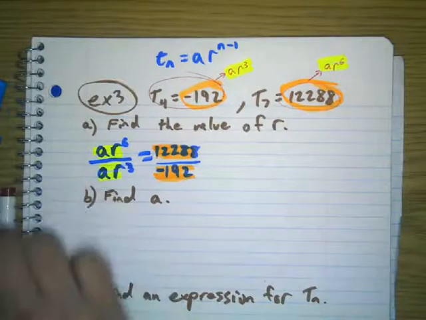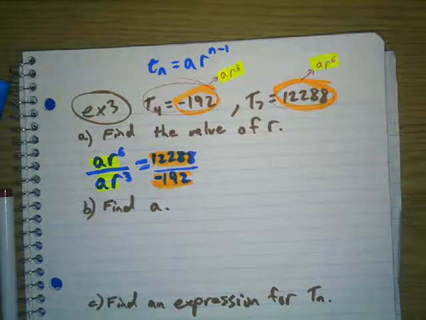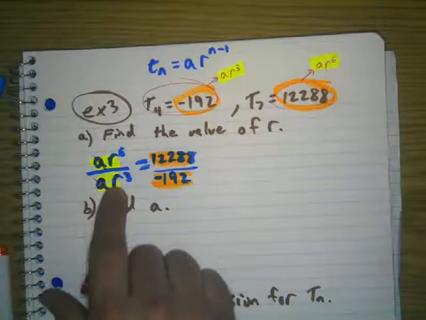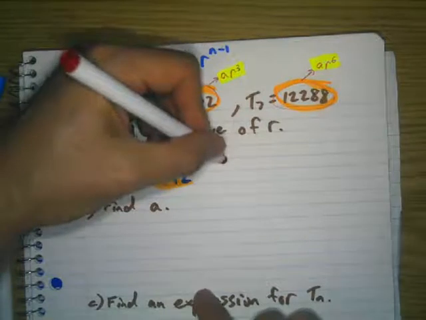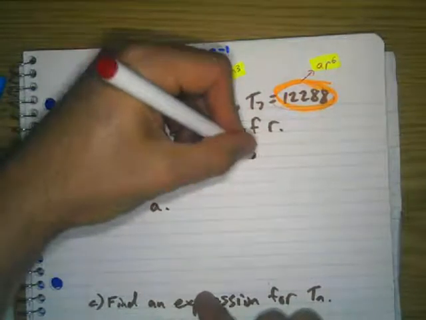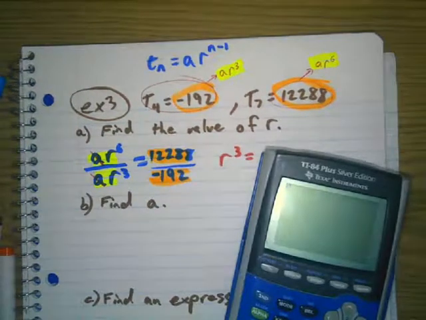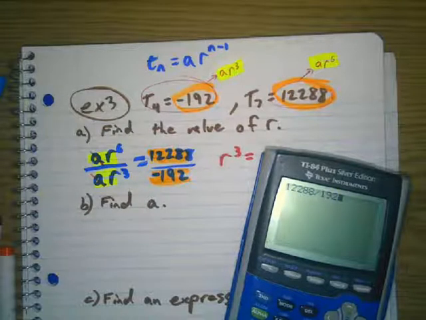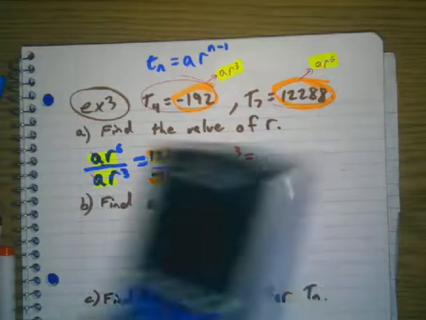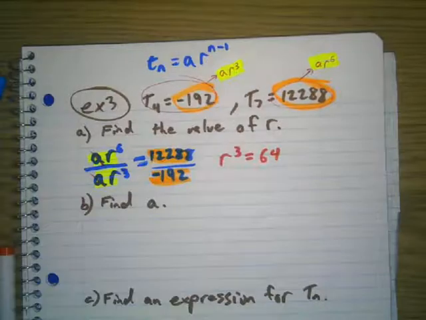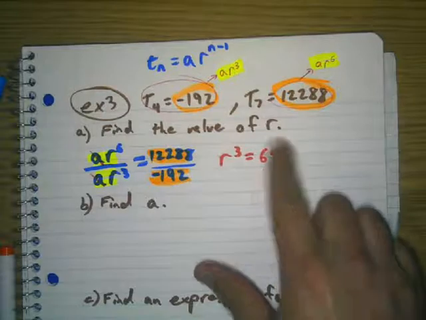So how does this simplify? Well, you know the a's cancel out, right? r to the 6 divided by r cubed is going to give me r cubed. And this divided by that, well, let's use our calculator. 12288 divided by 192, and that gives me 64. And so then I think to myself, okay, what is the cube root of 64?